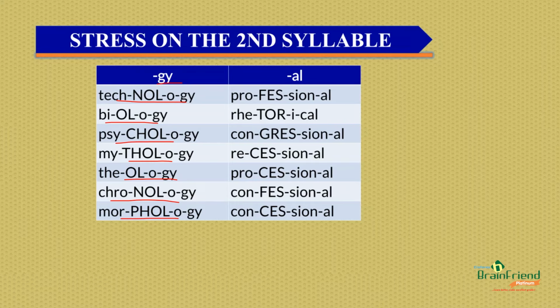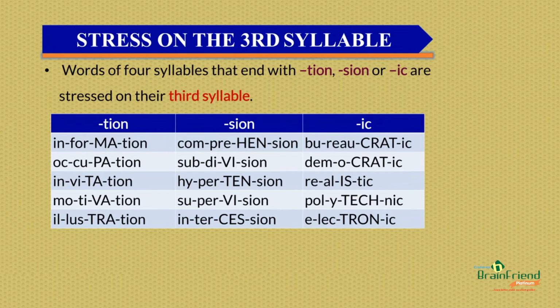And lastly, we have words that end with al. We have professional, rhetorical, congressional, recessional, processional, confessional, and lastly, we have concessional. Having gone through words of 4 syllables stressed on the second syllable, let's look at words of 4 syllables stressed on the third syllable. Words of 4 syllables that end with tion, sion, and ic are stressed on their third syllable.